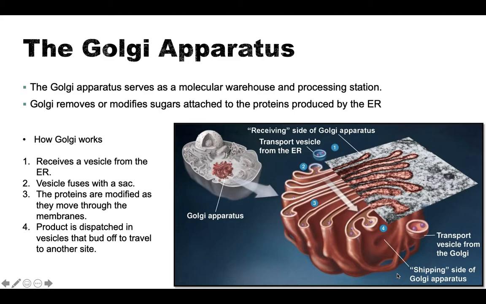Let's talk now about the Golgi apparatus, which is similar in appearance to the endoplasmic reticulum, but has a very different function. The Golgi apparatus serves as a molecular warehouse and a processing station. Pretty much what it does is remove or modify sugars that are attached to the proteins that were created in the endoplasmic reticulum. So you can think of the Golgi apparatus as a customization organelle to give proteins more specific functions, to tailor the proteins to a very specific functionality.